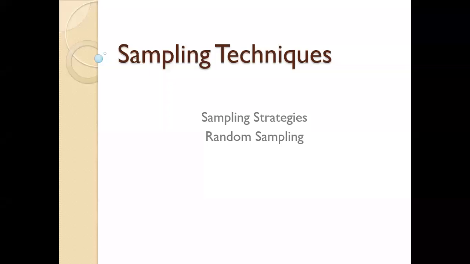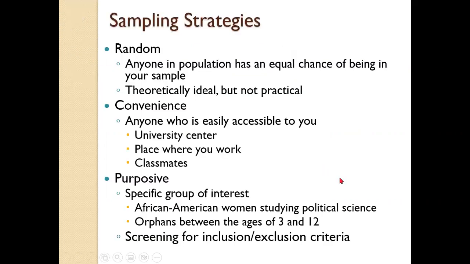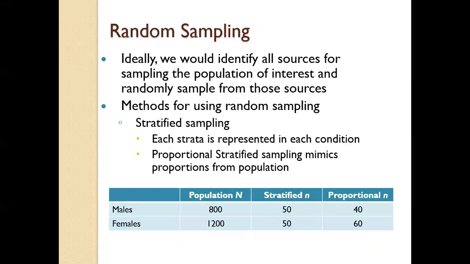This lecture covers sampling techniques, in which I will talk to you about sampling strategies, random sampling in particular, and also sampling methods for qualitative research. The three primary sampling strategies you will find in experimentation consist of random sampling, convenience sampling, and purposive sampling.